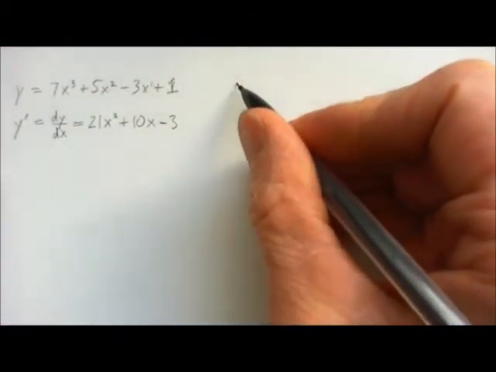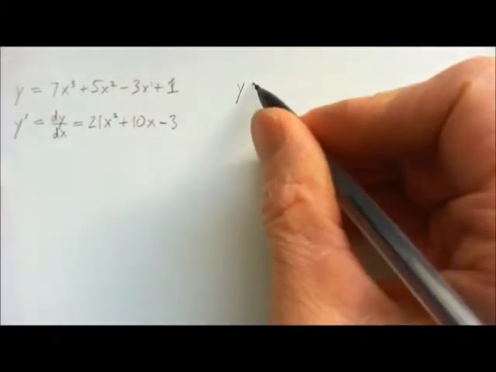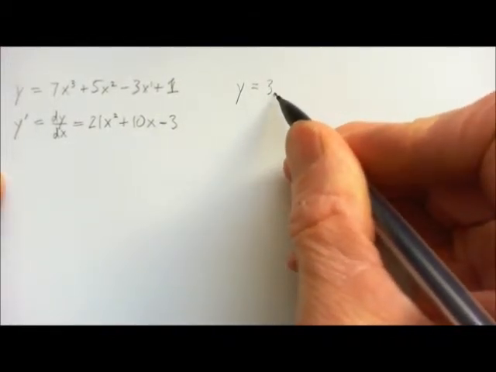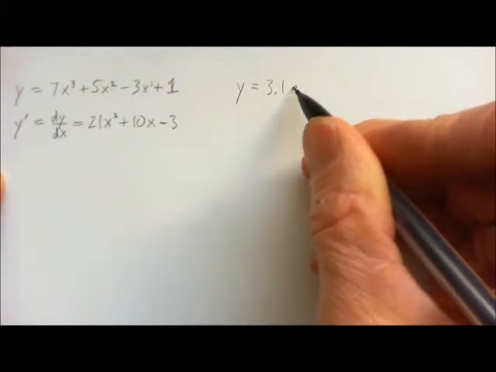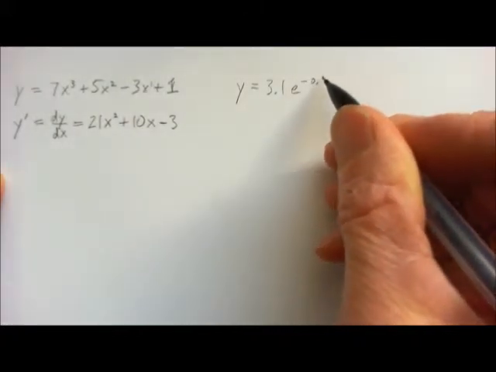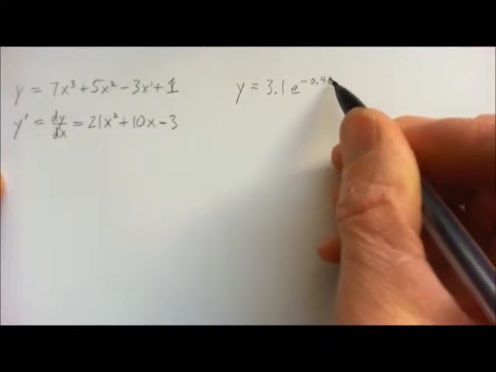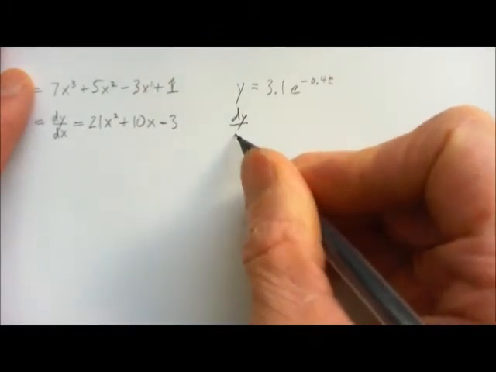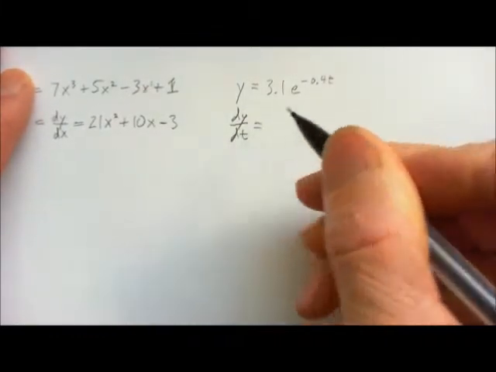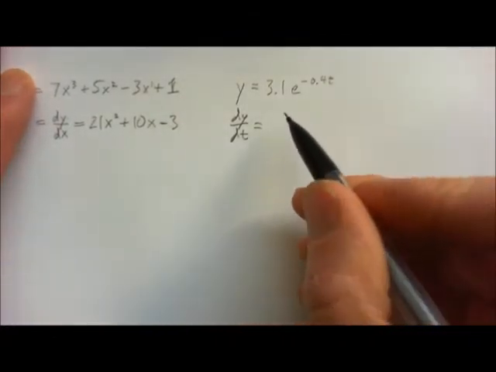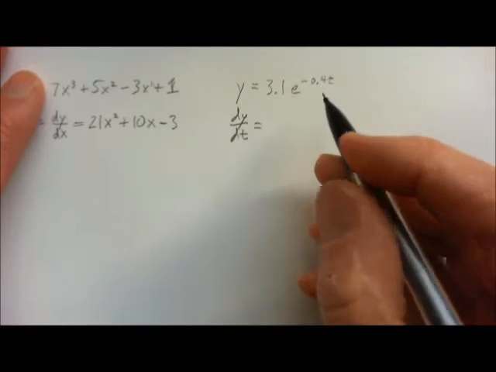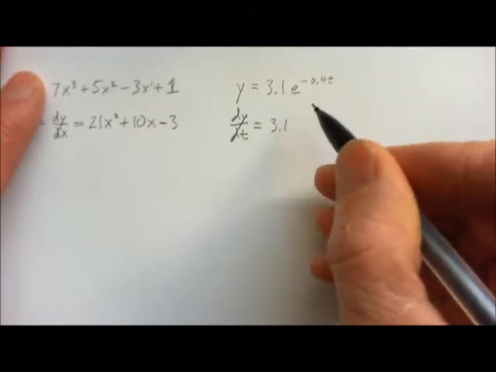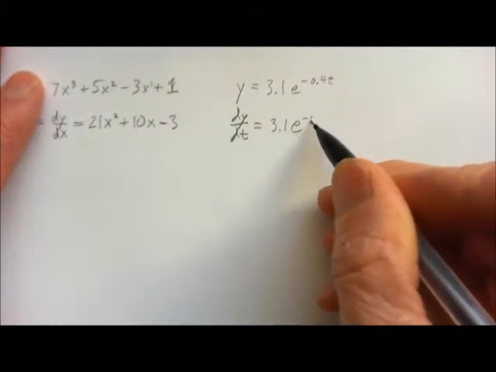Another variety of function that we're going to run into quite commonly, more often than these in fact, is an exponential function. So suppose we have an exponential function like 3.1 times e to the minus 0.4t. Okay, and we want to do the derivative of this, so we want to find dy dt. And what happens in this case is the following. I'm going to show an extra step that we probably won't normally show. Let's leave the constant alone. The derivative of e to a power is still e to the very same power.